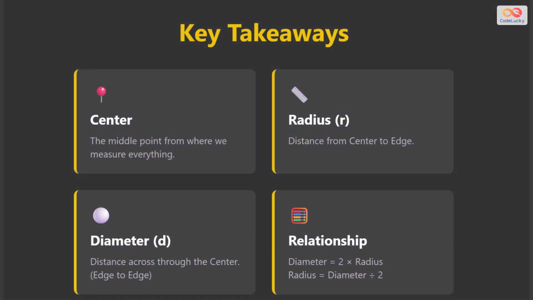To wrap up, remember these key points. The center is the middle anchor. The radius is the distance from the center to the edge. The diameter is the distance all the way across through the center. And the most important rule, the diameter is always twice the size of the radius.